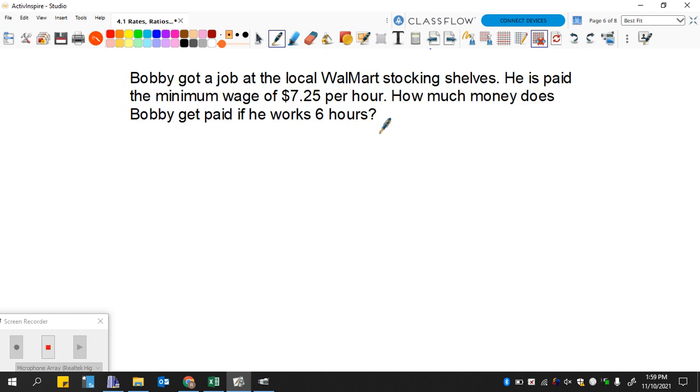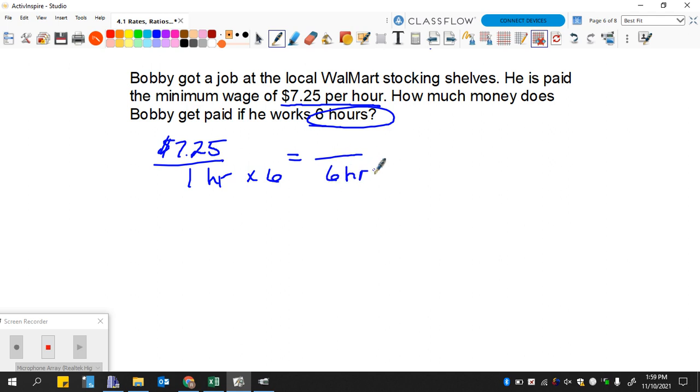Bobby got a job at the local Walmart stocking shelves. He's paid the minimum wage of $7.25 per hour. How much money does Bobby get paid if he works 6 hours? Well, this is going the other way. He gets $7.25 per hour for every 1 hour, and he works 6 hours. So instead of 1 hour, we're going to multiply that times 6. That gives us 6 hours. And if we multiply the bottom by 6, we've got to multiply the top by 6.